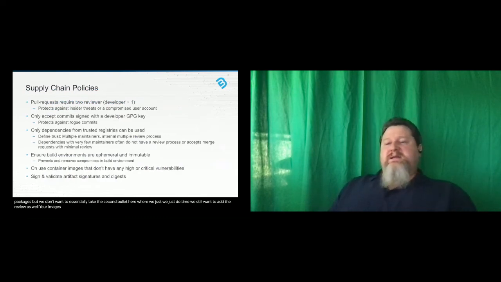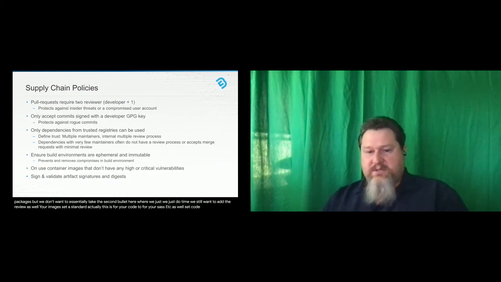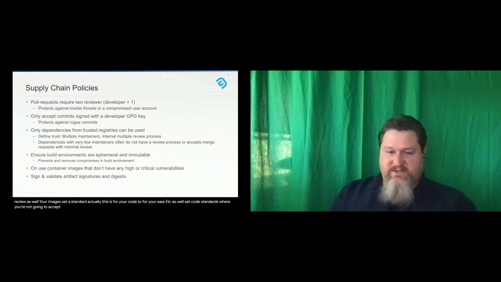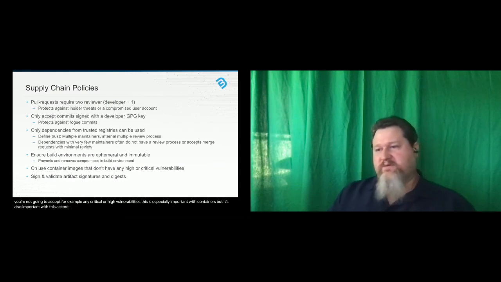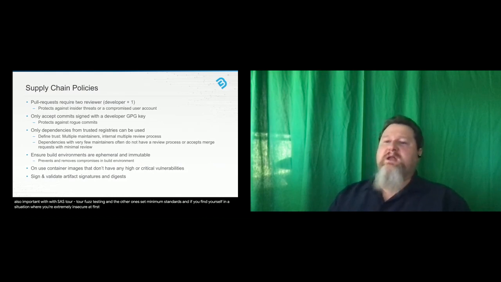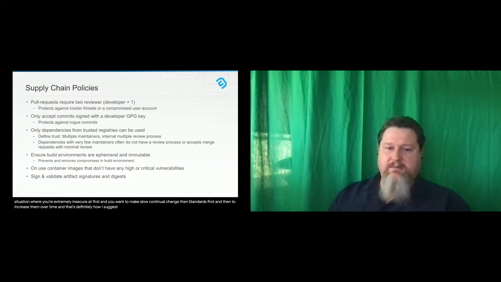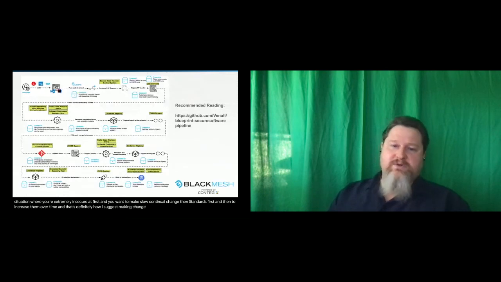For container images, set a standard. And actually, this is for your code too, for your SaaS, et cetera, as well. Set code standards where you're not going to accept, for example, any critical or high vulnerabilities. This is especially important with containers, but it's also important with SAST or DAST or fuzz testing and the other ones. Set minimum standards. And if you find yourself in a situation where you're extremely insecure at first and you want to make slow, continual change, then you have that opportunity to set standards first and then to increase them over time. And that's definitely how I suggest making change over time.